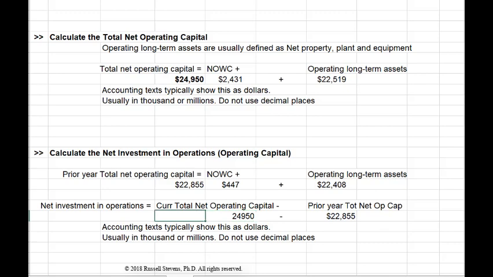Use the same subtraction technique in the net investment in operations workbook cell that was used for the net operating working capital. This leaves a net investment in operations of $2,095,000 without the trailing zeros.